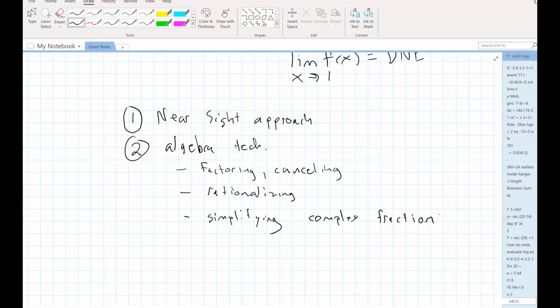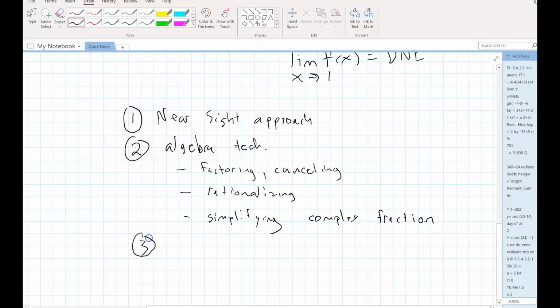And so you know how to factor possibly and cancel. You know how to rationalize the numerator or denominator. You've done that before with rational functions, irrational functions. And I'm sure you've simplified some complex fractions in your day. So these are all algebra techniques we can do to possibly help us evaluate a limit.